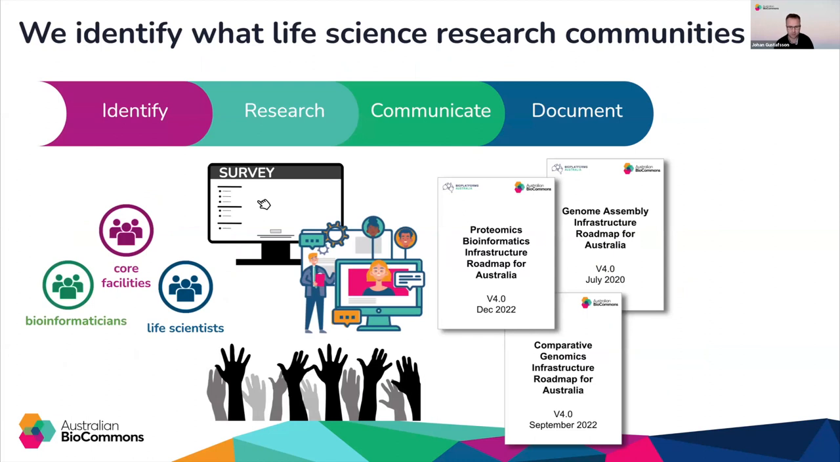How do we work out what it is that these communities need? We engage and consult with those communities. So we will identify a community, we will research and consult with them. We will then distill their requirements and their challenges and produce a document that outlines what the blockers are for specific life science domains.